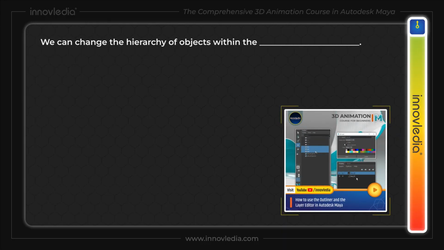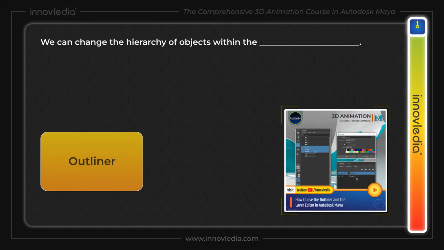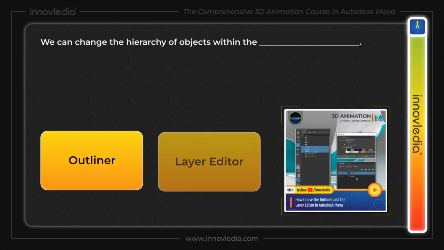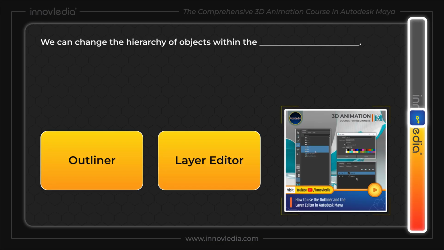We can change the hierarchy of objects within the dash. The options are Outliner, Layer Editor. Your time starts now. And the correct answer is Outliner.